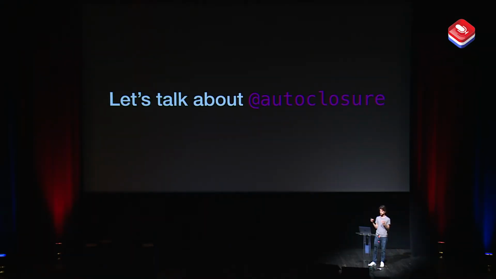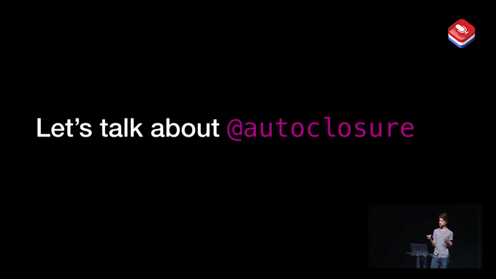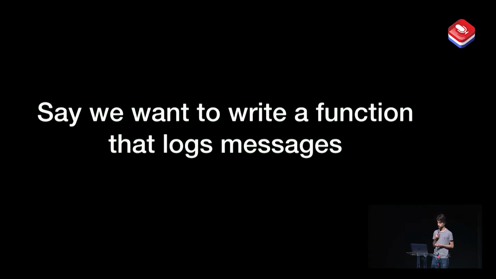So autoclosure is this attribute in Swift that I'm sure for some people in the room, you've seen when you've read the signature of some API. But if someone asks you what it does, it's kind of a mystery. So today we're going to shed some light on this mystery. And to do it, we're going to start with a very real-world situation.